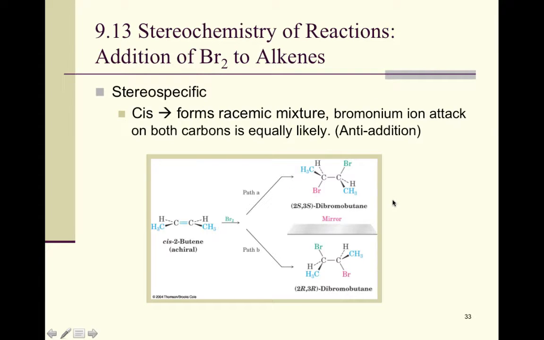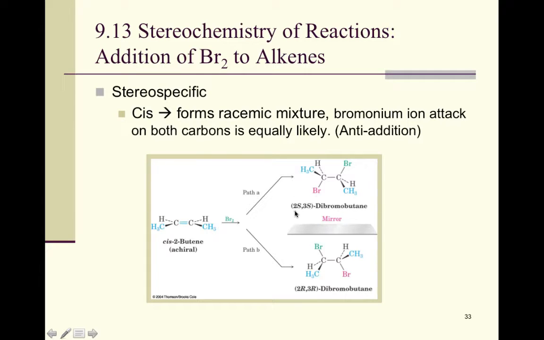Stereochemistry of reactions, addition of Br to alkenes. We're going to be looking at some stereospecific reactions. In this case, cis forms a racemic mixture. The bromonium ion is attacked on both carbons equally from the top side or the bottom side. It's an anti-addition. So we're going to get a racemic mixture.